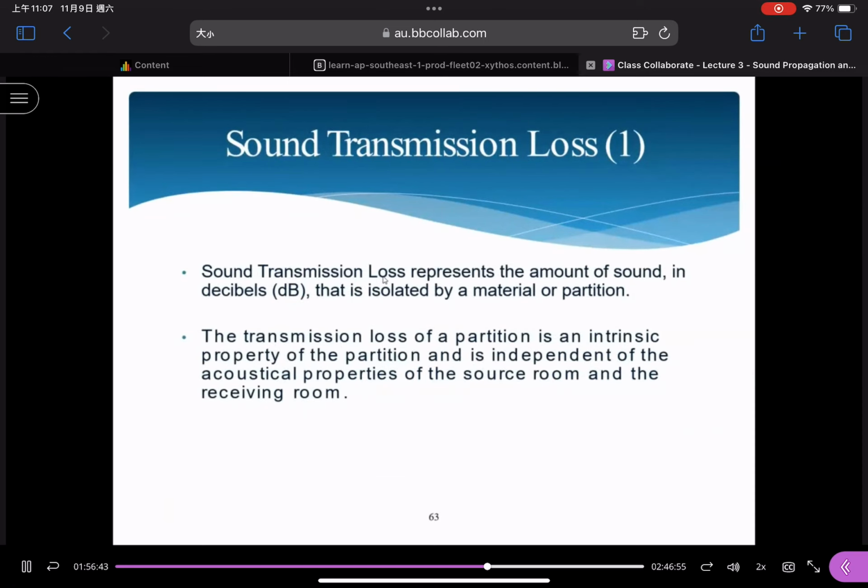For the sound transmission loss, it is about how to prevent the sound effects from one area to another one. Let us take another break first. We will go through the rest of them in the third part.